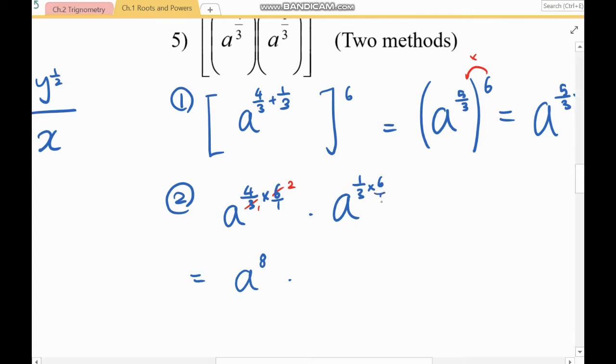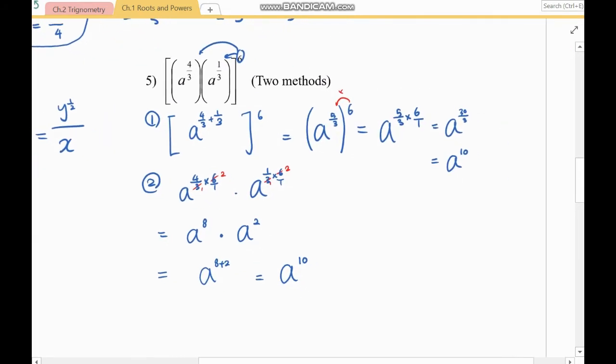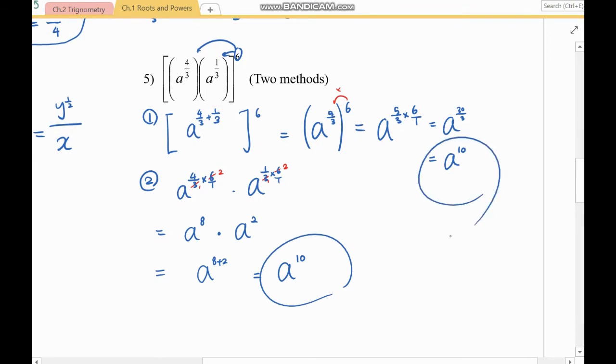6 over 1. You reduce the fraction when you multiply. Then a to the power of 2, a squared. Okay, you have multiplication, then you add the exponent. The answer is a to the power of 10. So either way, you get the same answer, right?